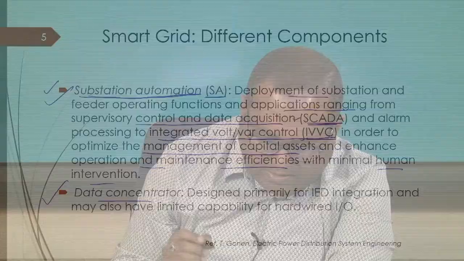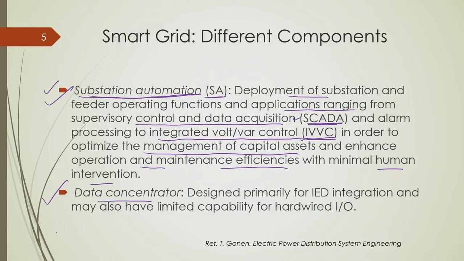So, we have bidirectional flow of power. Now, with the use of this smart grid initiative, we will have bidirectional flow of not only power and energy, but also information, because we have many communication systems by using which we can receive and send various types of data. What types of data we will intend to send or receive, I will discuss in a later part of this lecture. Okay. So, a data concentrator is basically designed for these IEDs, intelligent electronic devices, and also has limited capability for hardware I/O.